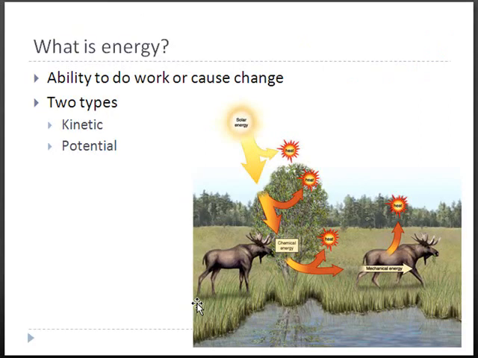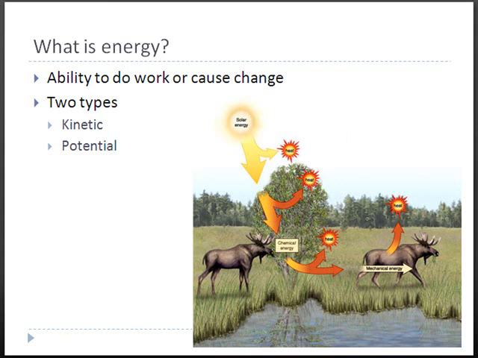First of all, the term energy. Now, energy is basically the ability to cause change or the ability to perform work. It can mean either. And there are two main types of energy, kinetic and potential energy.